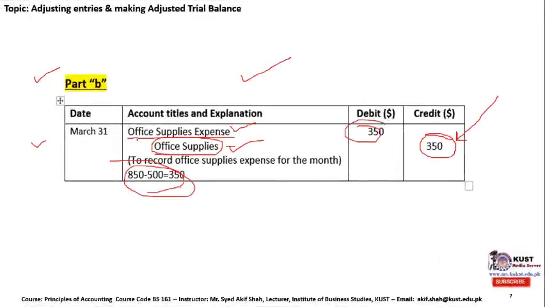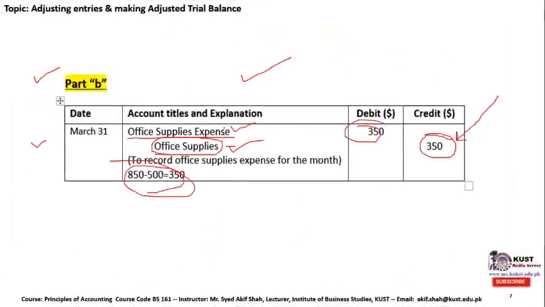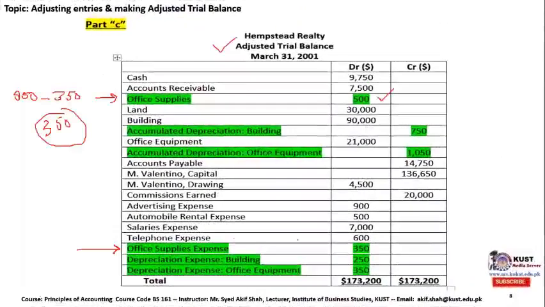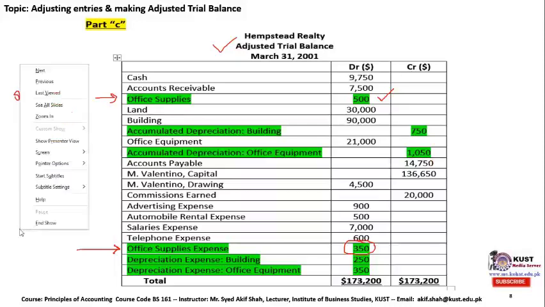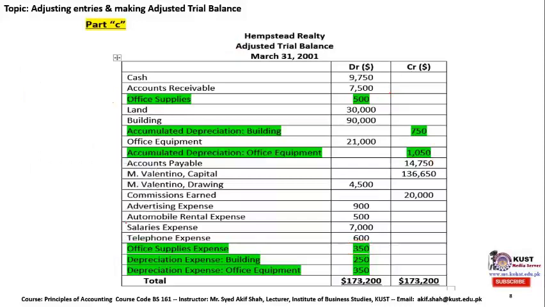We have to write the same title into the adjusted trial balance, that is office supplies expense. Let's go back. The amount against the office supplies expense is in the debit column. Therefore, we have to mention $350 in the debit column against the office supplies expense. So this is the way we are going to incorporate each and every adjusting entry into our trial balance and make the adjusted trial balance.